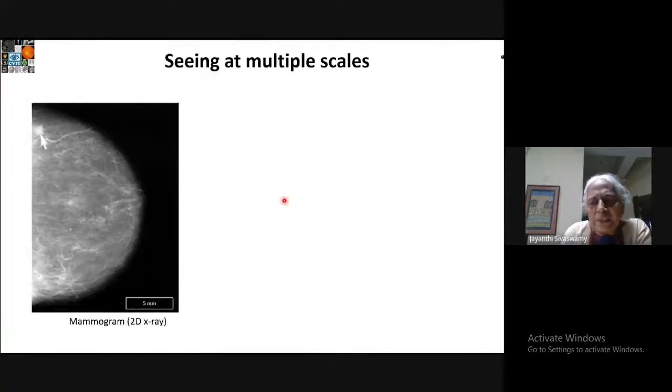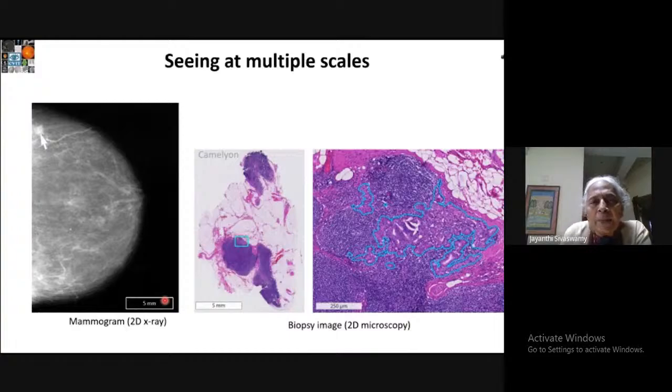So why do we have so many images? Well, we want to see at multiple scales and understand our body. For instance, this is your mammogram, which is basically a picture of your breast. This is at a scale where this many pixels correspond to 5 mm of the actual tissue. And if they find something bad, as the arrow points out, then they take a biopsy, in other words a piece of tissue from the breast, and put it under the microscope, and then you get a 2D image.